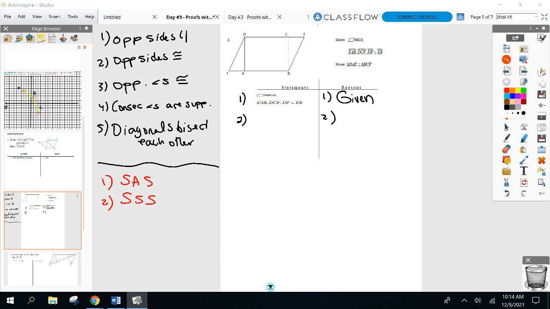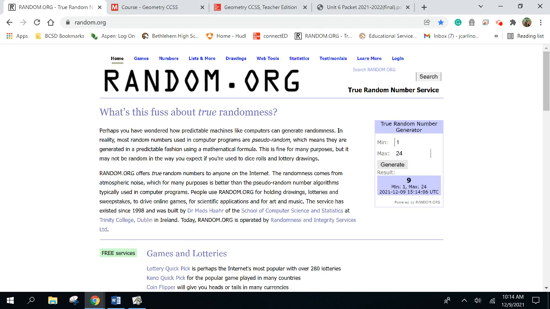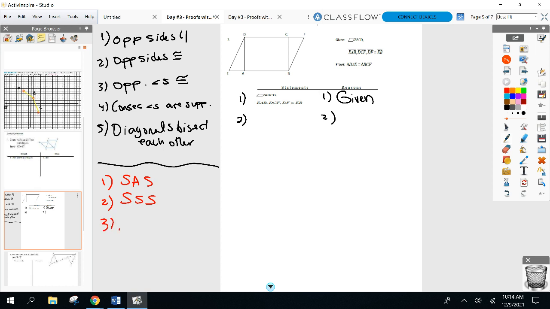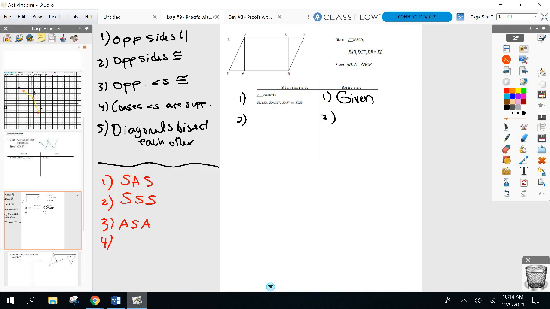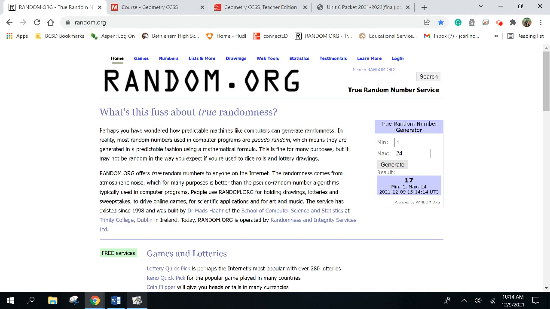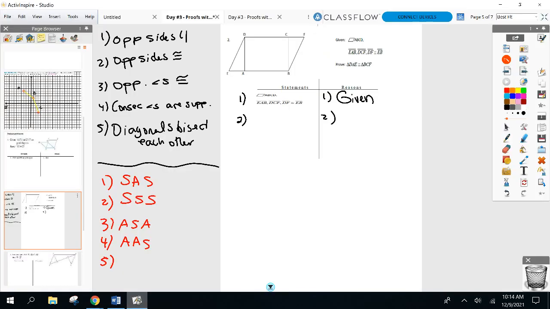Side, side, side. All right, another method. Angle, side, angle. All right, method number 4. Angle, angle, side. And our 5th and final way, if needed. HL, only though if it's a what type of triangle? Right triangle. Forget about it if it's not. All right, good review. Now we can actually hop on this proof.